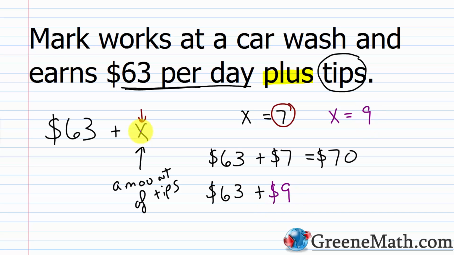So we see that as we change the value for x, the value is going to change. In this case, x is equal to 7. I plug in a 7 for x and I get 70, right? 63 plus 7 is 70. In the other case, x equals 9. So I plug a 9 in for x. 63 plus 9 is going to give me 72. So he earns $72 in this case.